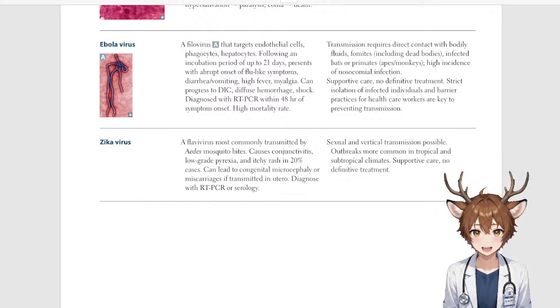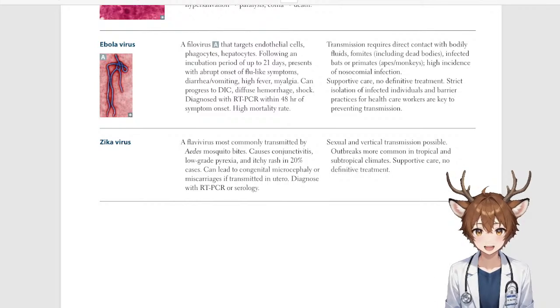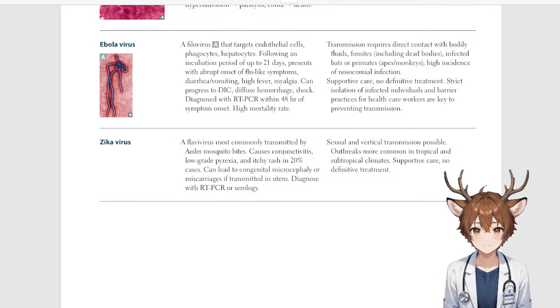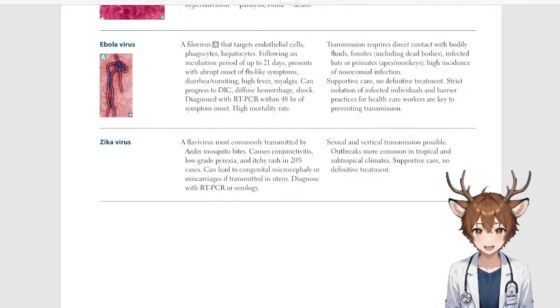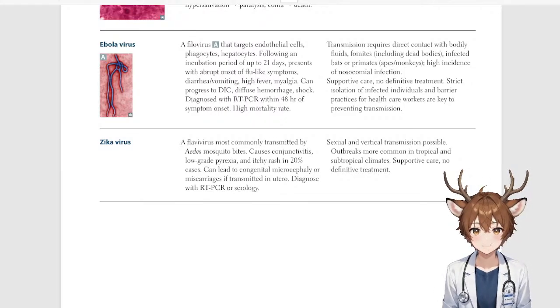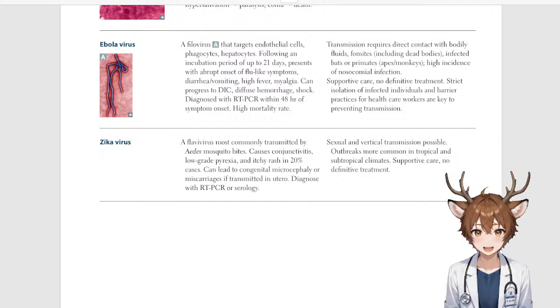High incidence of healthcare associated infection. Supportive care, no definitive treatment. Vaccination of contacts, strict isolation of infected individuals, and barrier practices for healthcare workers are key to preventing transmission.